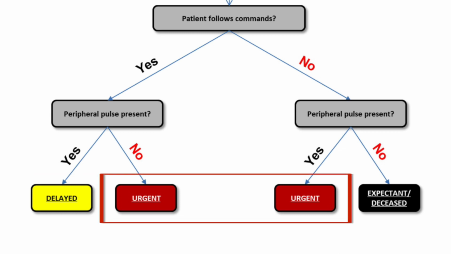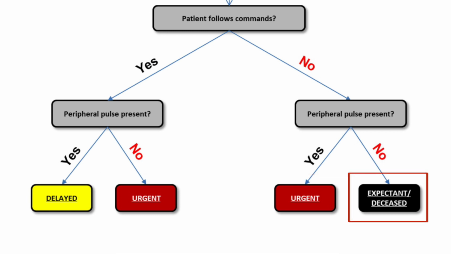Second are the red or urgent patients. These are patients who can follow commands, but have no radial pulse, or they cannot follow commands, but they do have a radial pulse. All these patients are considered red. They require immediate medical attention.